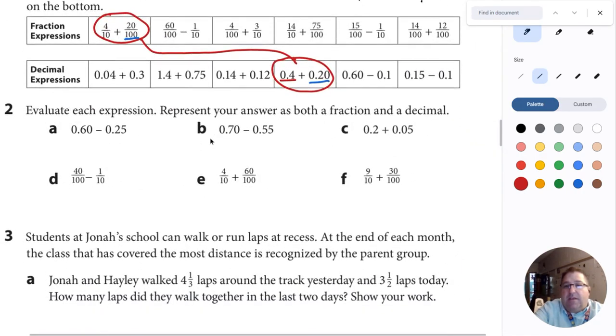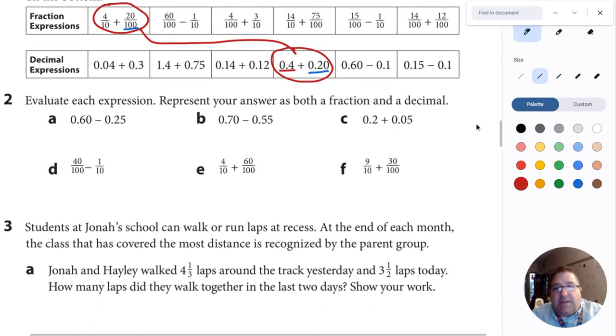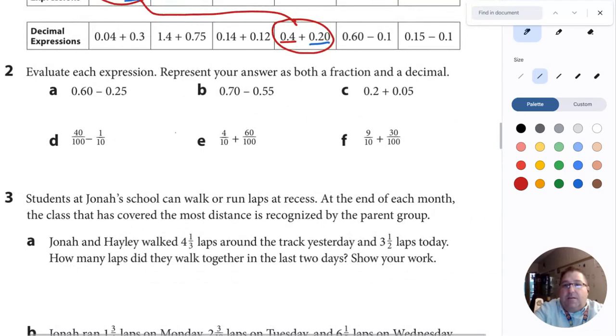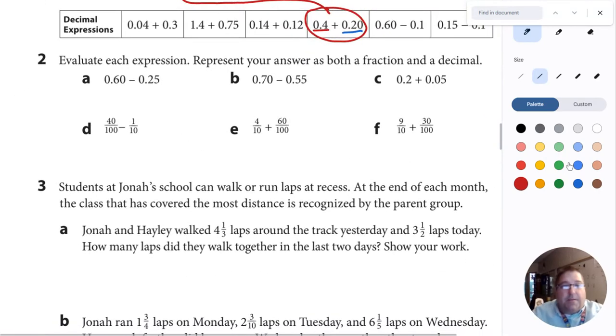And then evaluate. Now it says a fraction and a decimal. So what we can do is just start by adding or subtracting with what they give us, and then we can convert it from there. So let's go ahead and look at letter A, 2A. So the biggest thing is with decimals, line up the decimals.